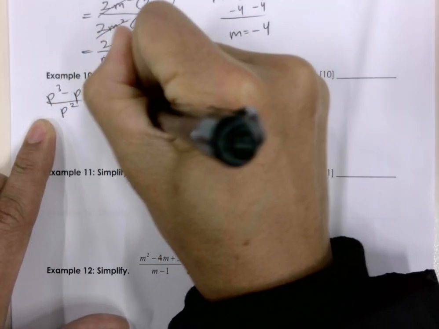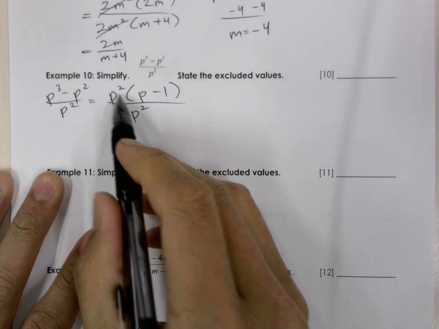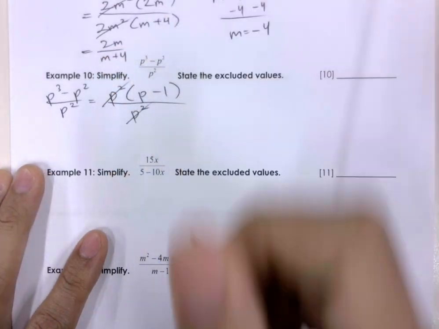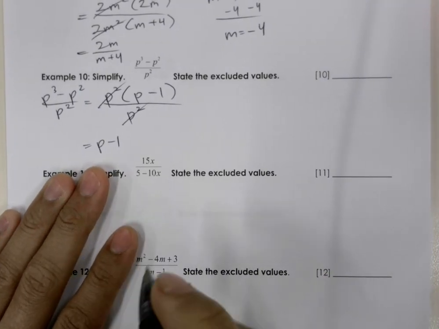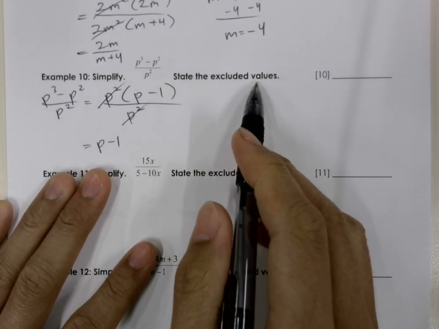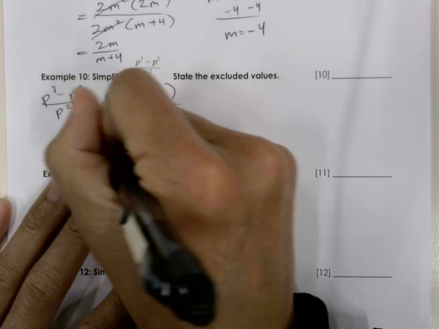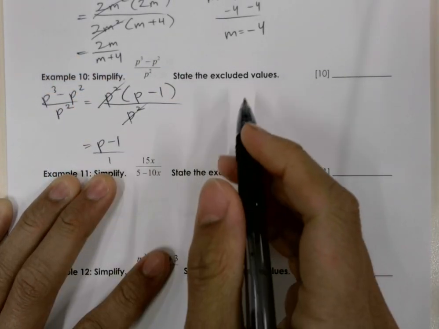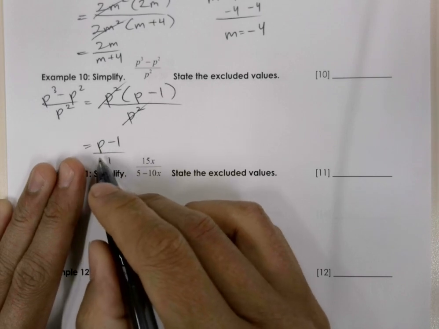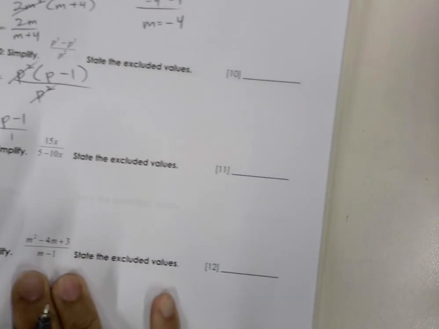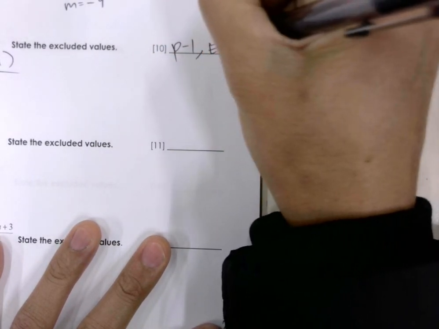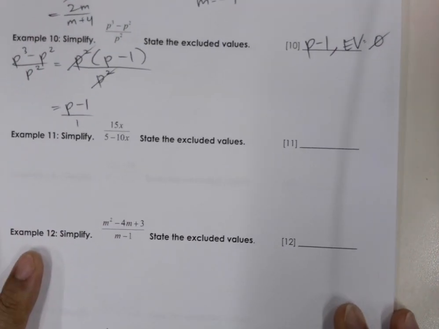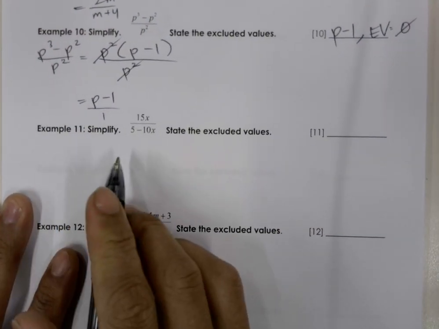And then down in the bottom we have p squared. So do we have common factors in the numerator and the denominator? Yes, we have a p squared in the numerator, we have a p squared in the denominator. So what does that leave us with? It's p minus 1. And so what's the excluded value? Well, if we put a denominator here, our denominator would be 1. And so there you can see there's no value for p that will make the denominator equal to 0. So our simplified version is p minus 1, and our excluded value is the empty set, right? There are no excluded values.